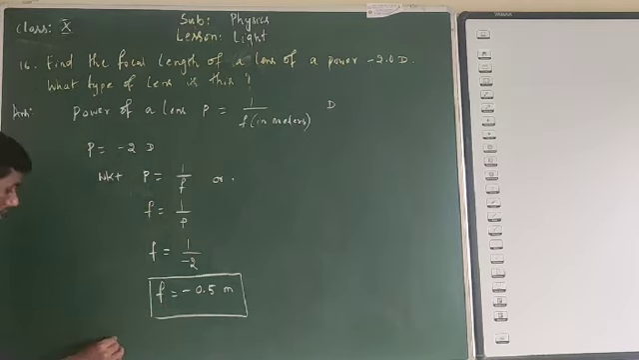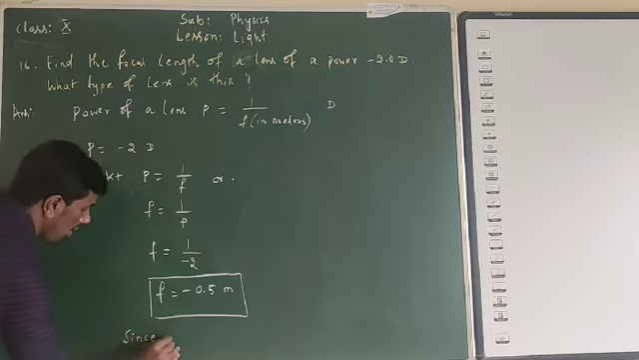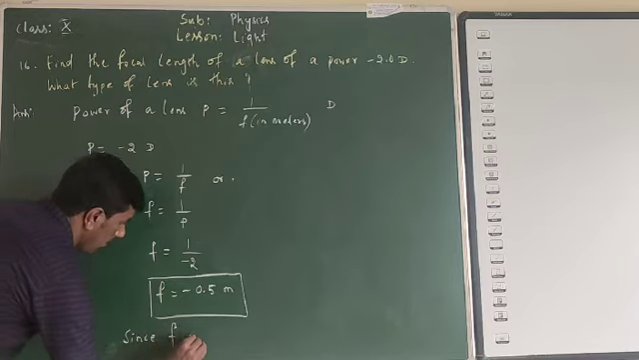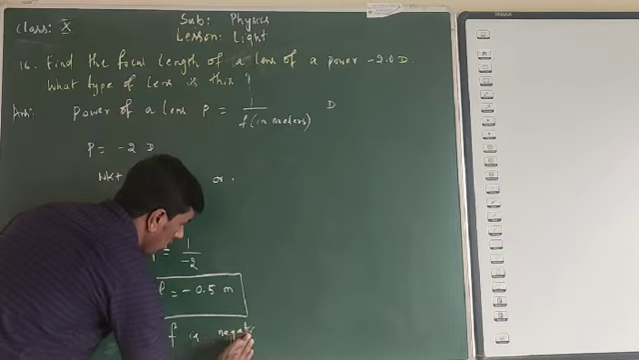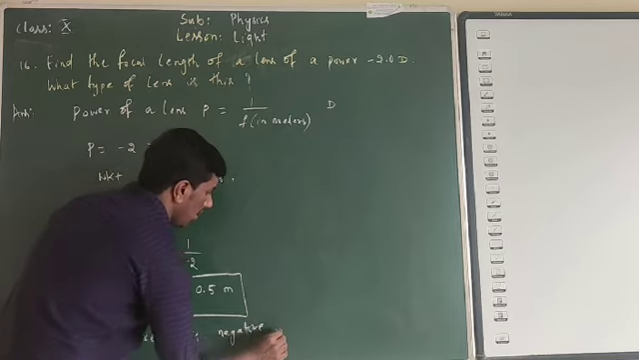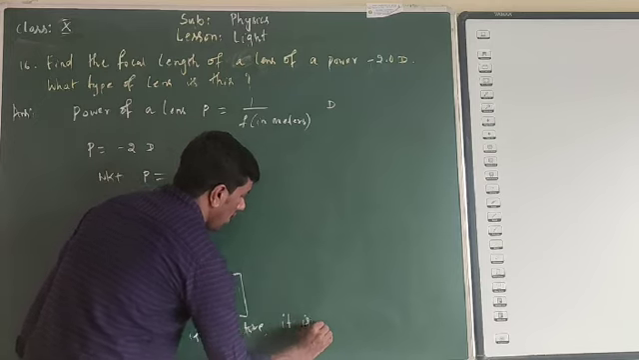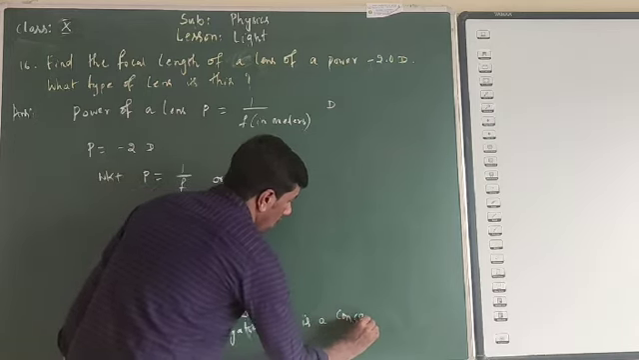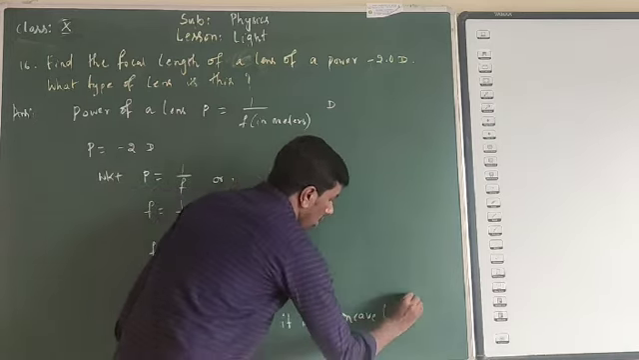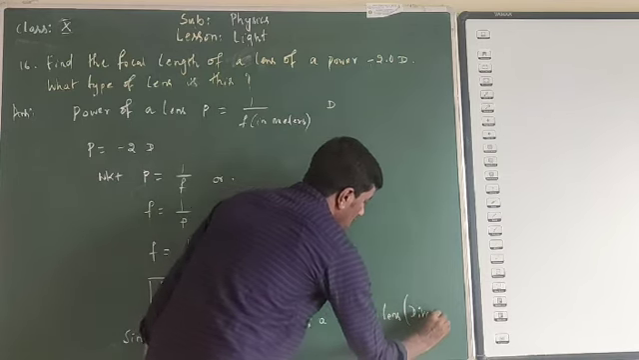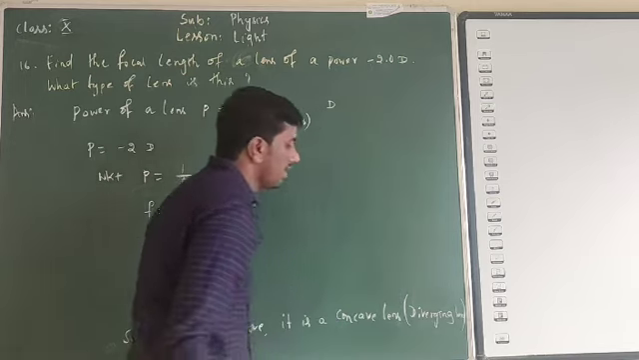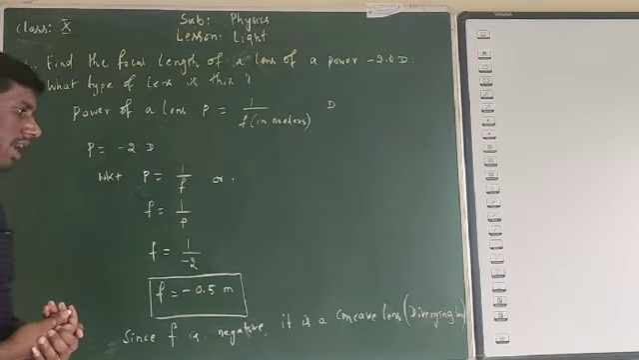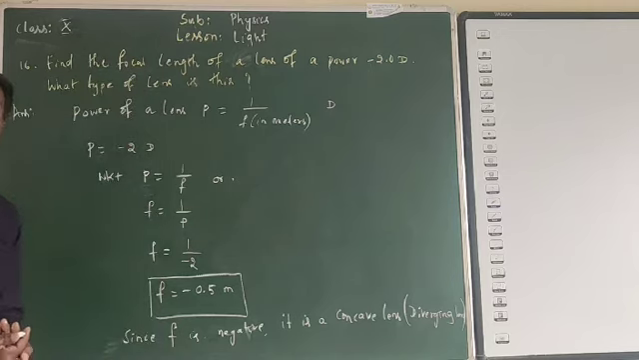So, since f is negative, it is a concave lens. In fact, it is a diverging lens. So a concave lens is a diverging lens, and a convex lens is a converging lens.